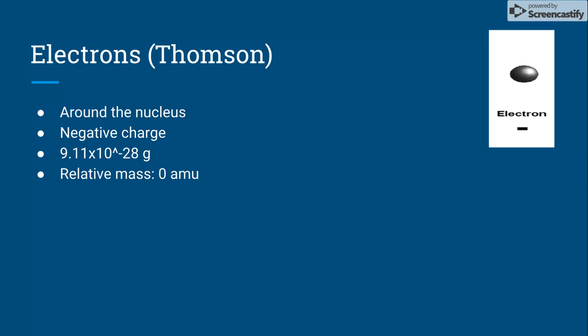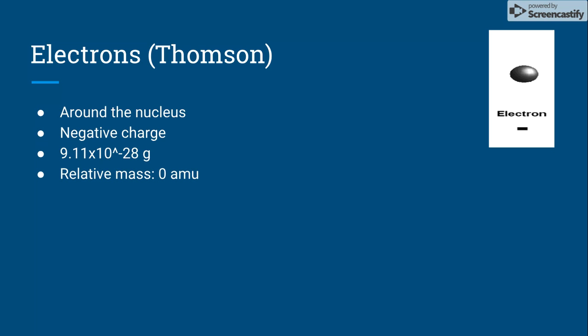Lastly, there is the electron. The electron was discovered by J.J. Thomson. The electrons are found around the nucleus in an electron cloud. The electron cloud takes up most of the space in the atom.